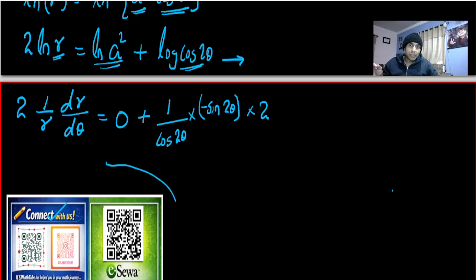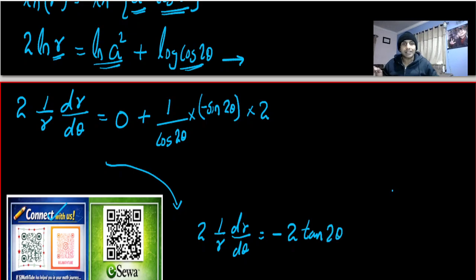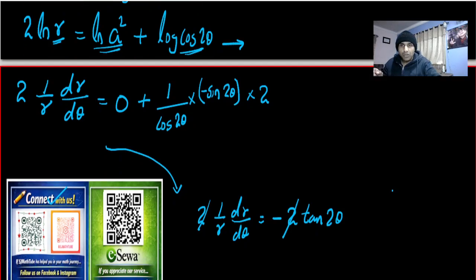Yeah, so we have to simplify this. So this becomes 2 into 1 by r dr by d theta is equal to minus 2 tan 2 theta, because sine by cos is tan. Simplification is done. Now let's go for the next step.